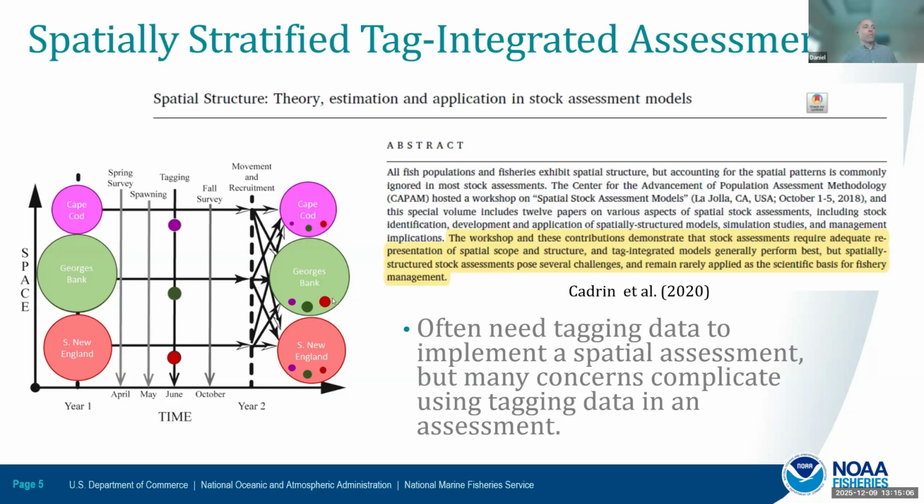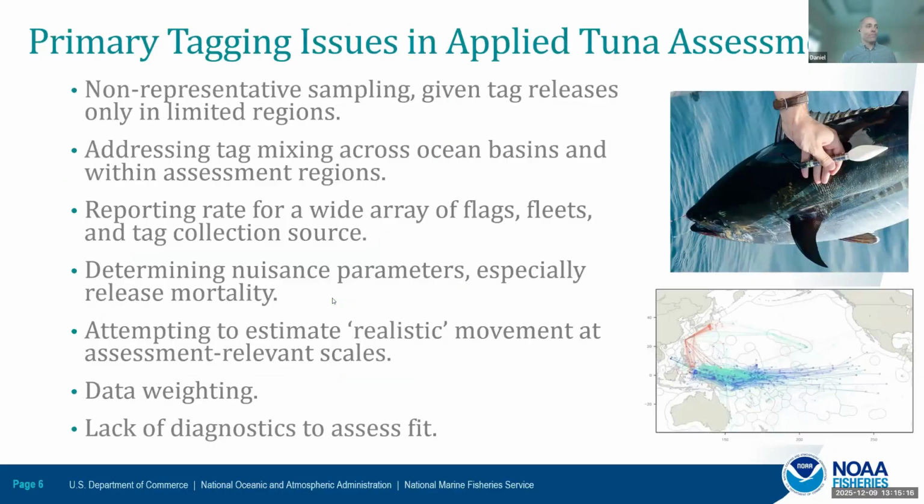Just when you compare tagging data to general fishery dependent data, all our data kind of has problems, and it's all relative how informative they can be. So just to summarize, specifically for tuna assessments, what the primary issues are for tagging data.